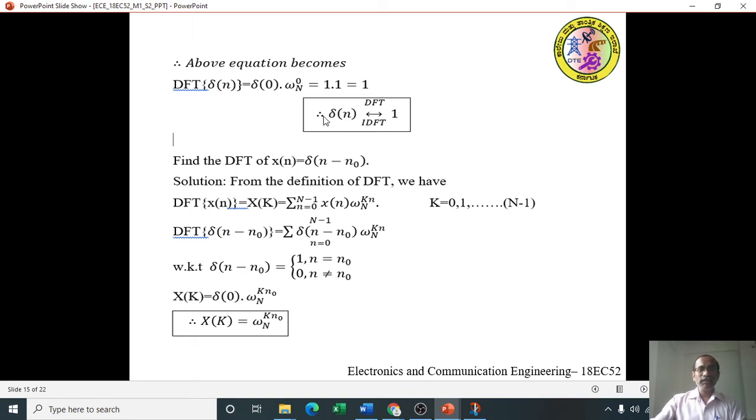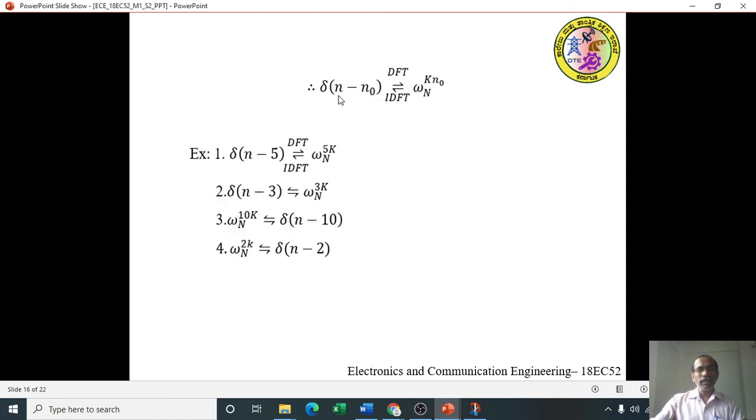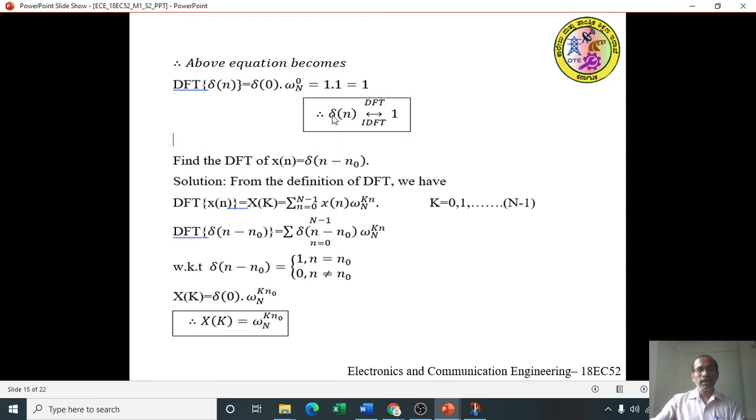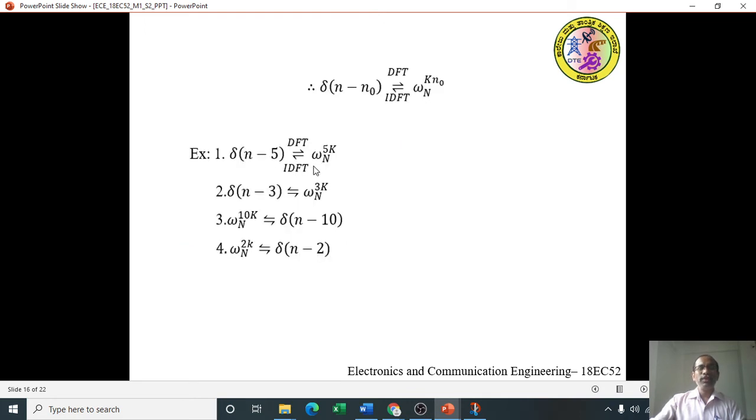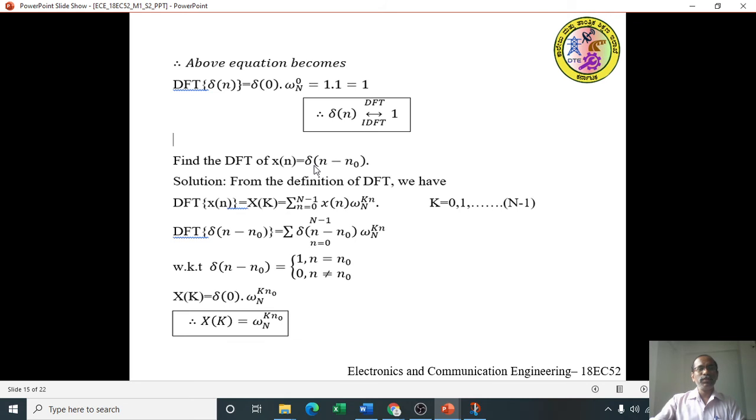If I scale it by 5, 5 into delta of n has a DFT of 5, and 5 will have an IDFT of 5 times delta n. So when you scale your input, the output also gets scaled. Very simple. Let us try the next problem.